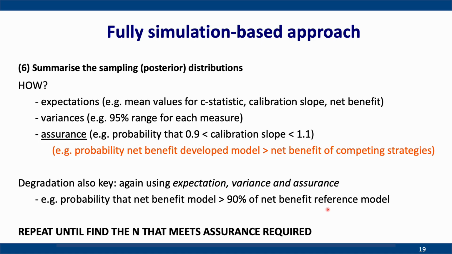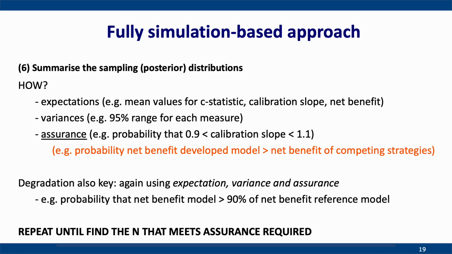So we can say, okay, we're really trying to maximize clinical benefit and impact on patients. And this sample size gives us a large probability that, under the assumptions that we're making, we're going to get at least 90% of the maximum net benefit that a true model would be able to get. Now, this needs to be repeated potentially across different sample sizes until you find the sample size that gives you the assurance that you need. For example, it could be that you make sure that the sample size at least meets the probability of this criterion here, getting at least 90% of the reference model's net benefit.